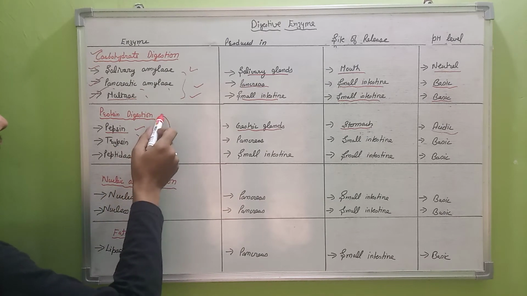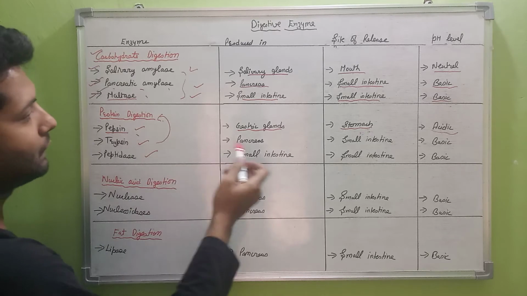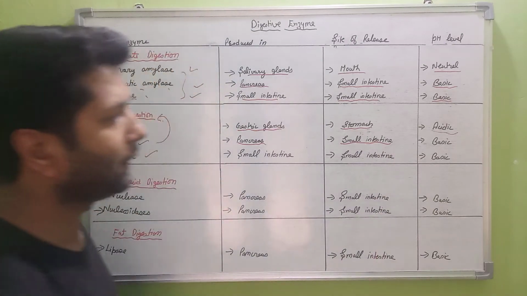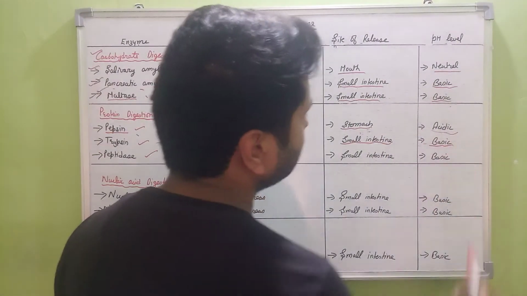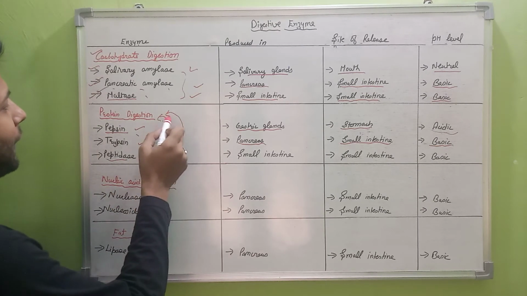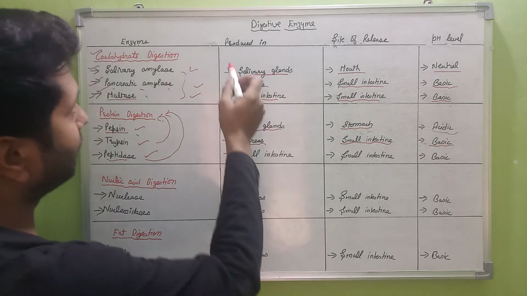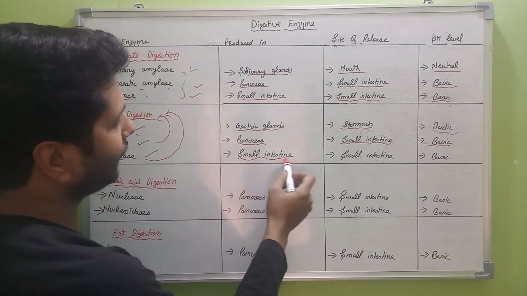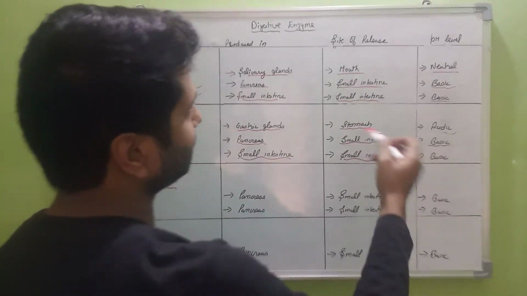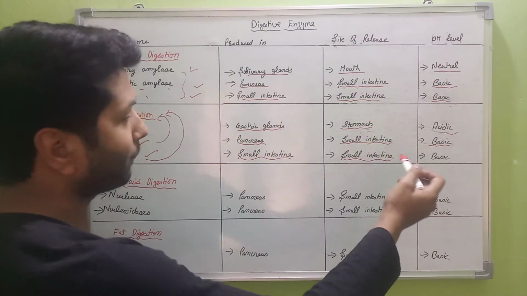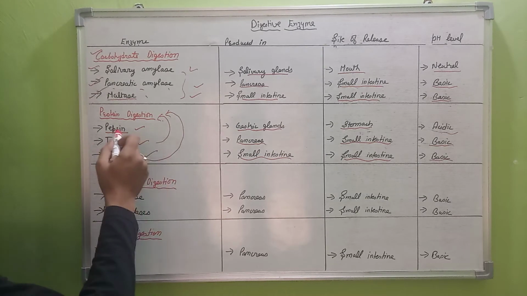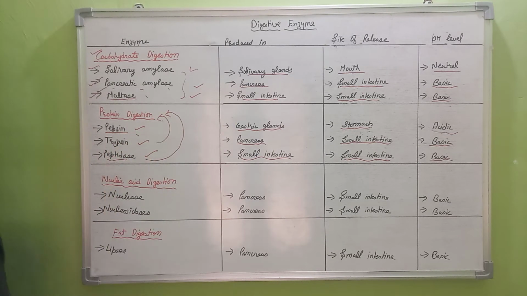Trypsin helps in the protein digestion. This trypsin is produced in the pancreas, the site of release is the small intestine, and this enzyme is basic in nature. Next is peptidase. Peptidase helps in the digestion of the protein. So the peptidase is produced in the small intestine, its site of release is the same small intestine, and this enzyme, peptidase, is basic in nature. This is about the enzymes that help in the protein digestion.